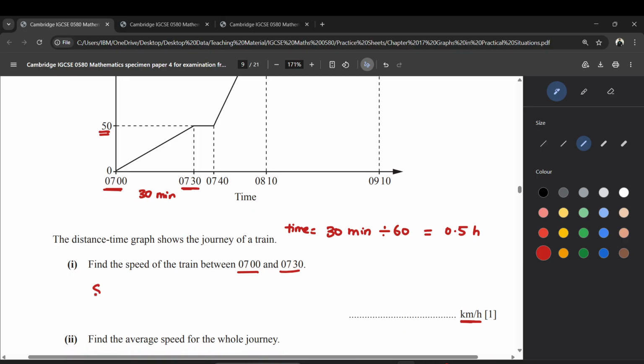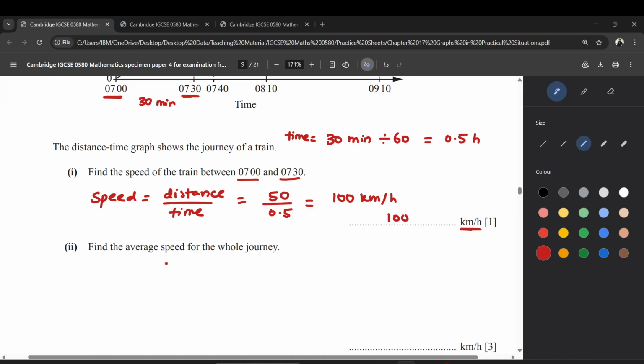So now we can find the speed using this formula: distance upon time. So the distance is 50 kilometers, time is 0.5 hours, so that would be 100 kilometers per hour. All right.